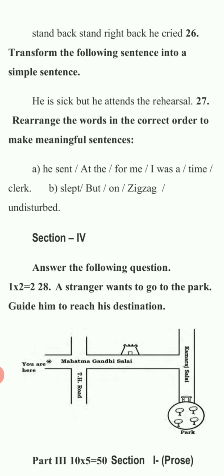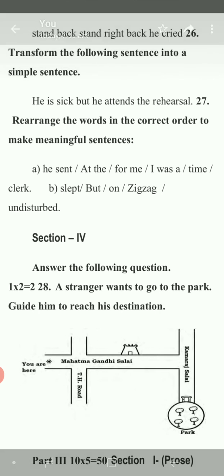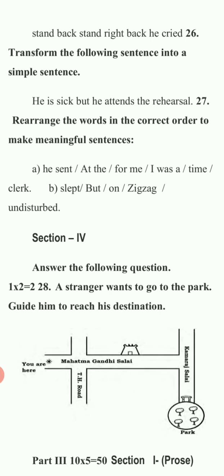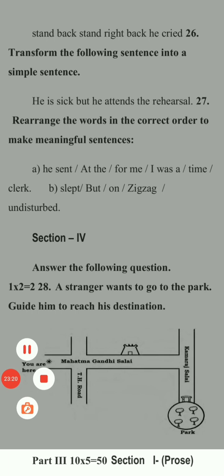Compulsory question, you have to write the 28th question. A stranger wants to go to the park, get him to reach the destination. You have to write 3 instructions. Straight, right, left: these are the keywords you have to use there. Go straight, take left, right. Likewise, you have to write.